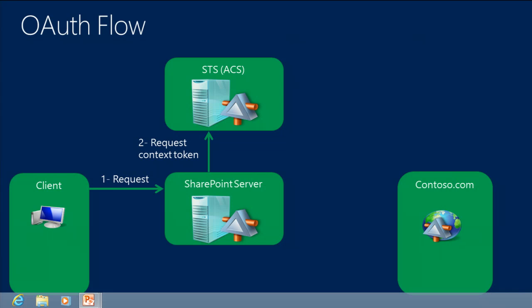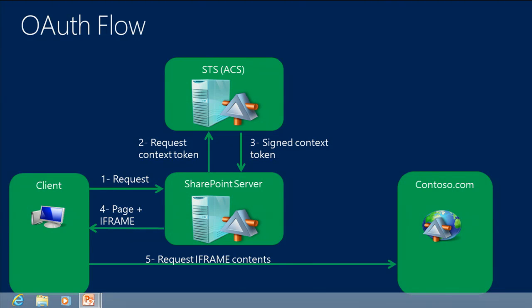So the STS in this case is ACS, where it returns back a signed context token that SharePoint then can provide and use for the rest of the communications. So that context token is used and returned back to the client through a page with a hidden iframe. That hidden iframe then contains the context token as part of the request that goes back to our app, which is SPHP Realty, or just more familiarly represented as Contoso.com.